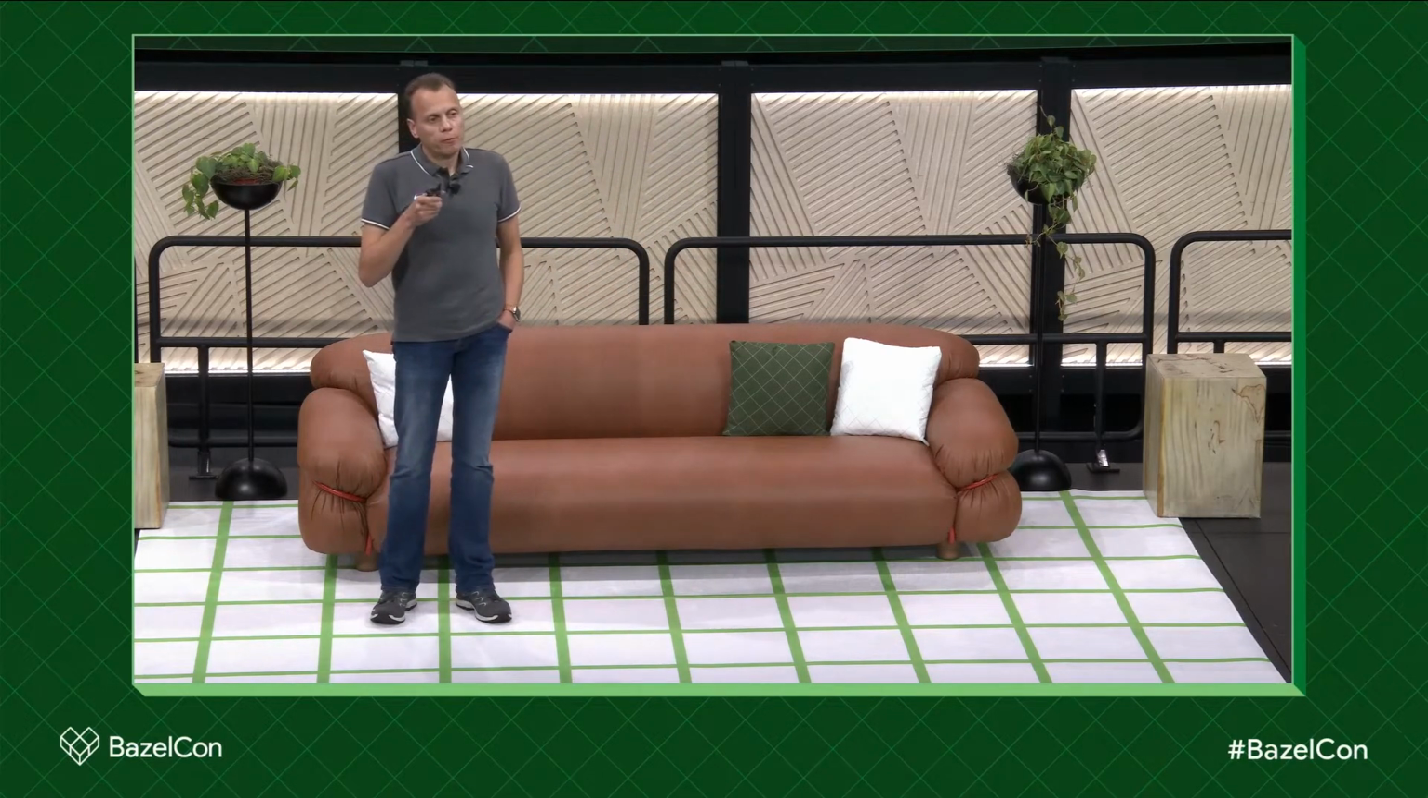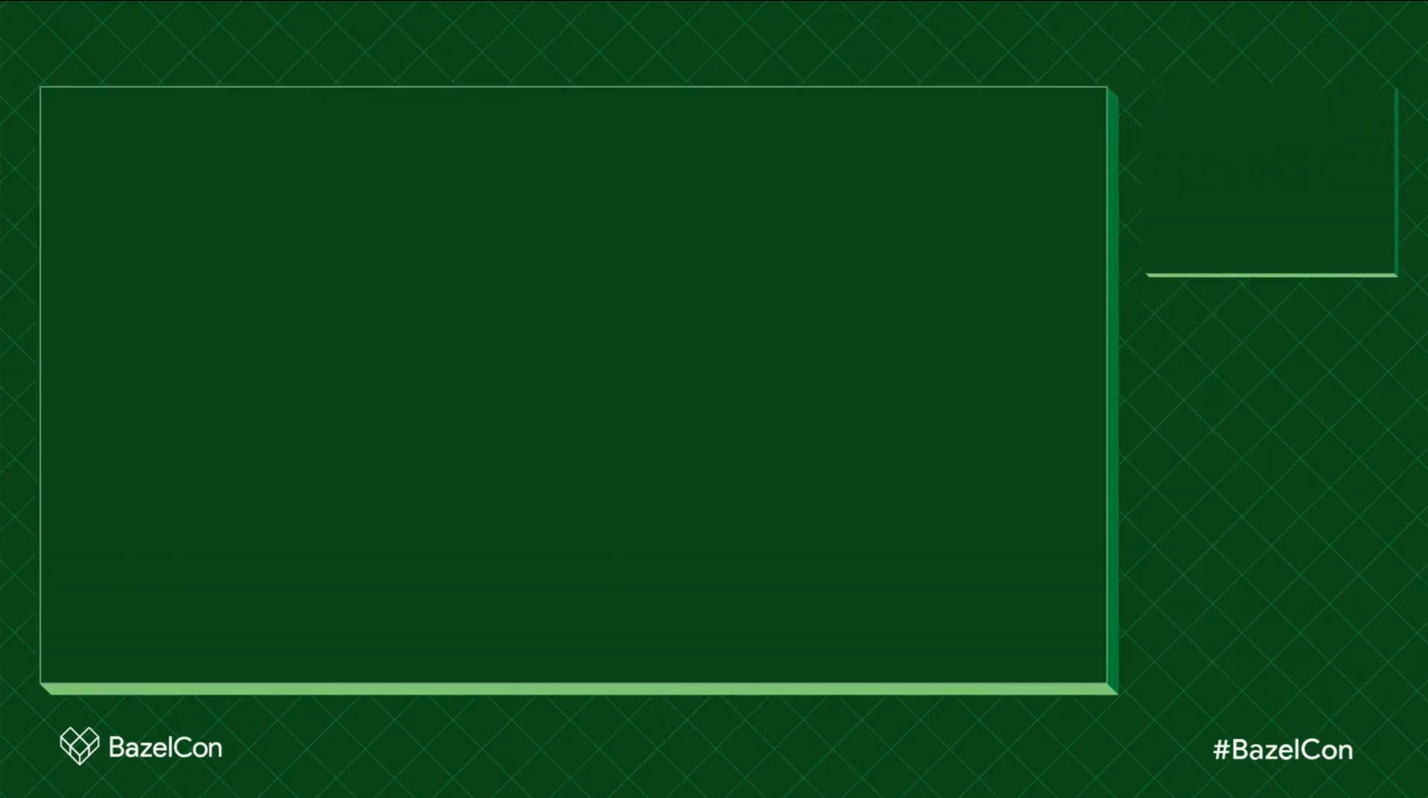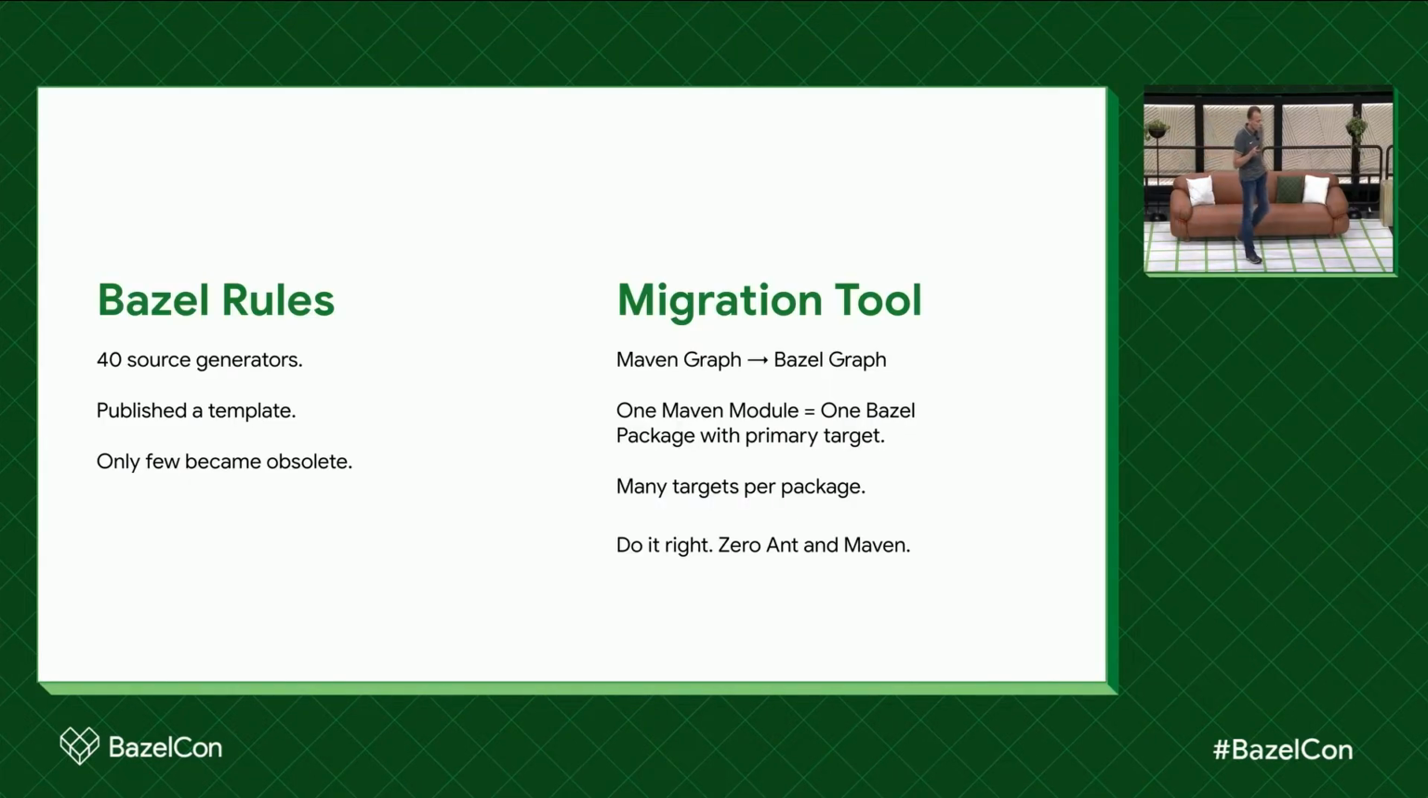We were hoping to get rid of a lot of source generators. Unfortunately, this is where the Maven dependency problem comes into the picture. Some of the source generators, especially around gRPC, are very complicated. So we had to actually wrap our internal ones in order to produce the same output that the Maven build is producing.